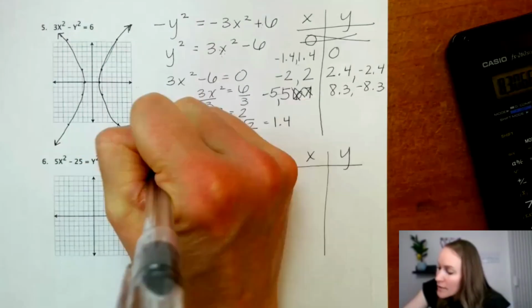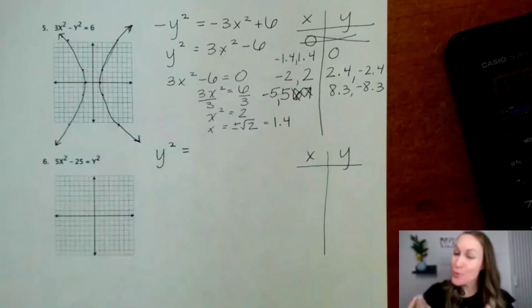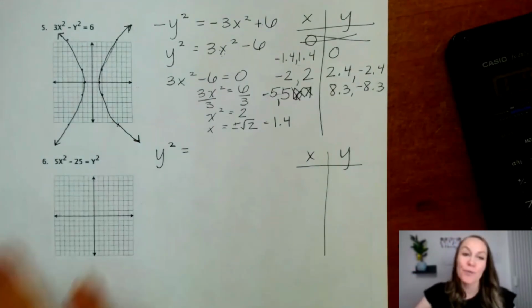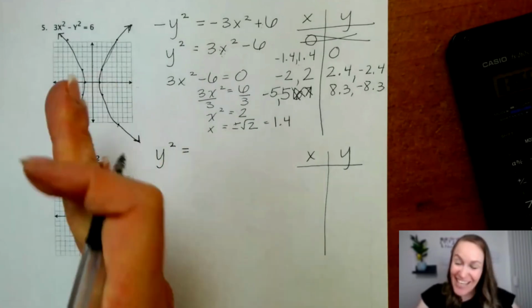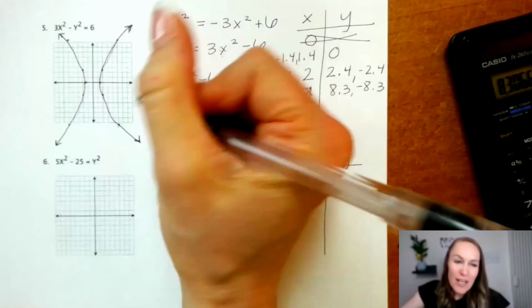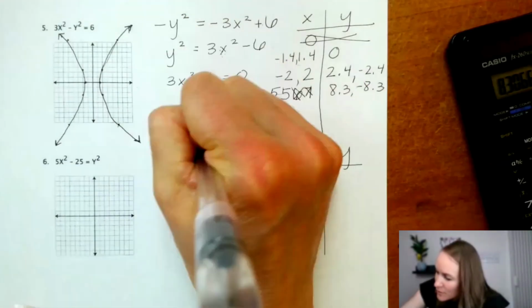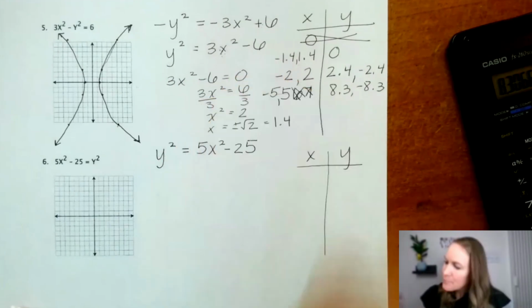So I have y squared equals, and I just like to rewrite it. You don't have to do this step, but I like to because I like my y value on this side of the equation, and I like all my x's on this side of the equation. So I have 5x squared minus 25.